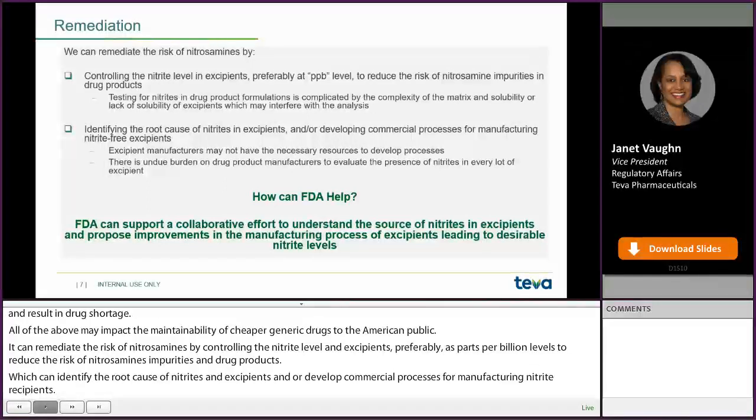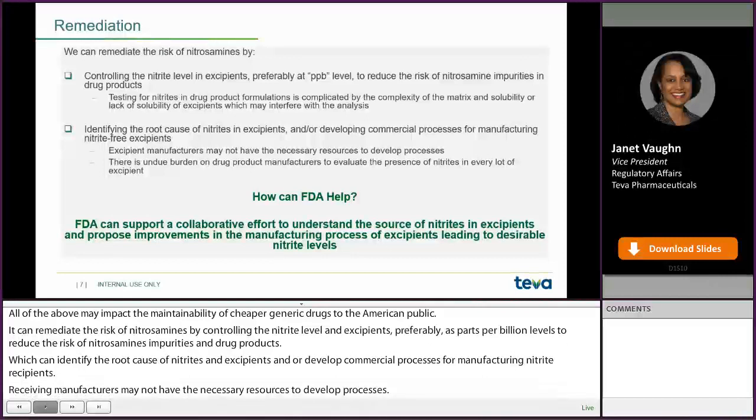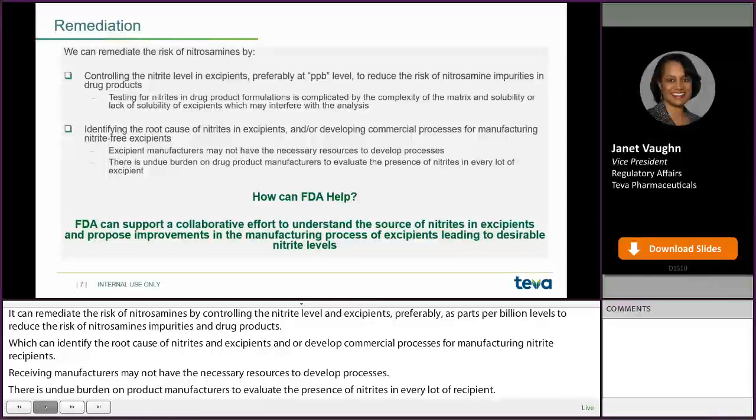Now, how can FDA help? FDA can support a collaborative effort to understand the source of nitrites in excipients and propose improvements in the manufacturing process of excipients, leading to desirable nitrite levels.